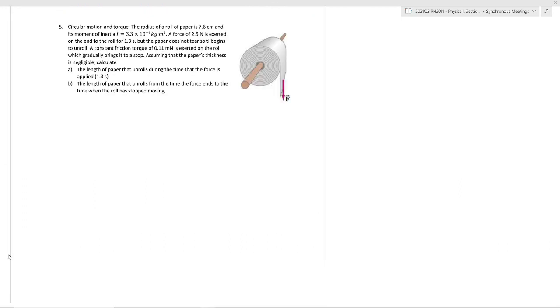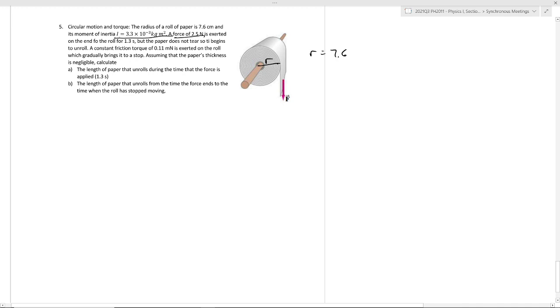So this last question that we had in the mix is torque and rotational motion. This is sort of the freshest topic that we've been working with, so it would be good, I think, to have a question on this for your reference. This consists of a roll of paper that has some radius, 7.6 centimeters. And there's a force you're pulling basically on the end of the paper, and it has some given moment of inertia and a given force.